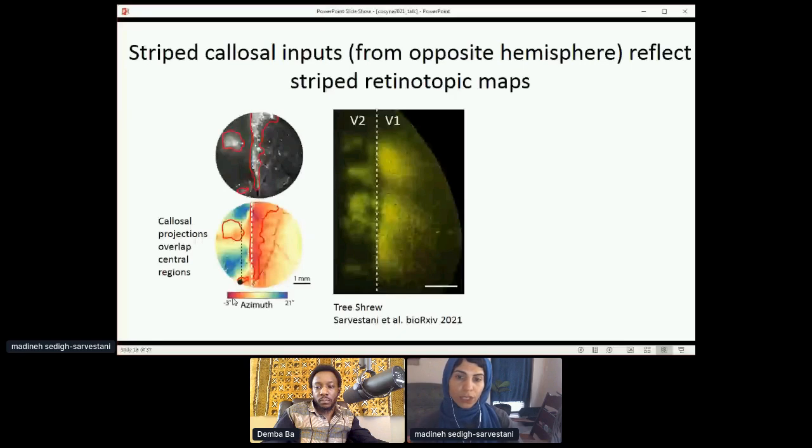And if we zoom out and look at the whole flattened section, again, you see striped callosal projections in V2 reflecting the underlying striped retinotopy map and a single active region in V1. So the pattern of callosal projections can be a surrogate for the type of retinotopy map. And this is convenient because it's hard to measure functional retinotopy maps in animals, especially those with folded brains, but it's relatively easy to measure callosal projections and then post-mortem flatten the brain.